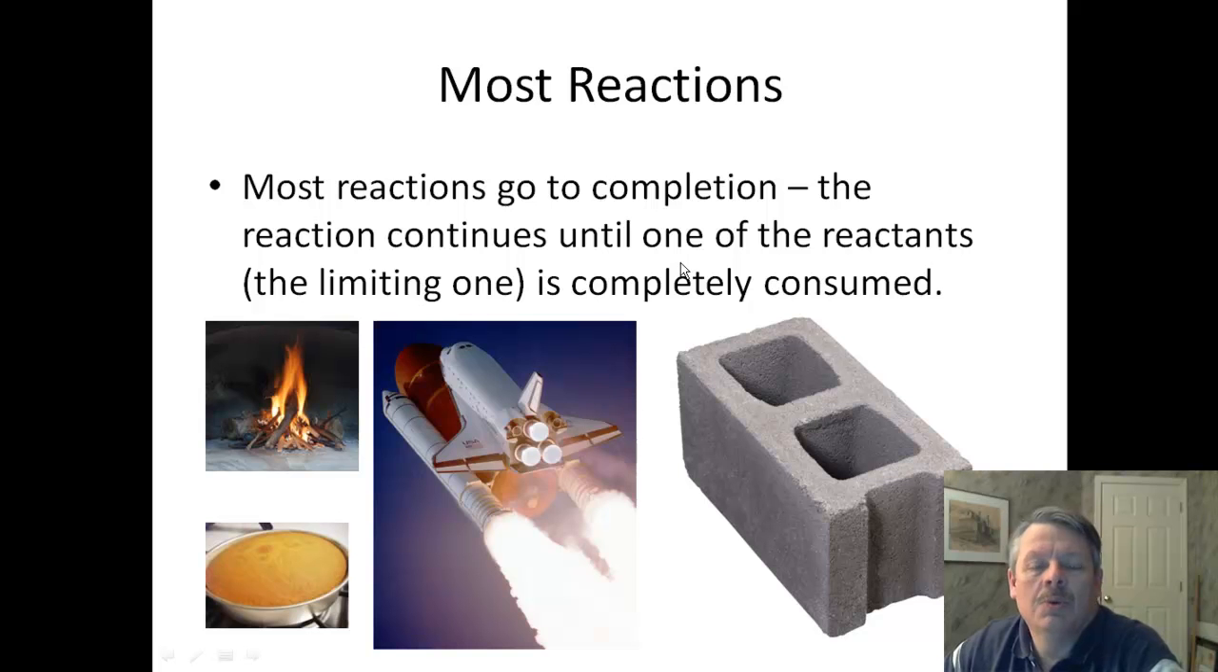Most reactions, when we think of them, go to completion, or pretty close to completion. The reaction continues until one of the reactants, the limiting one, is completely consumed. And that is the way we think. For example, if we have a fire going, we expect all the wood to burn, and we expect there to be no wood left. That's our limiting reactant. We didn't run out of oxygen, but we did run out of wood. When we bake a cake, we don't expect the middle of it to still be liquid. We expect the entire thing to have gone through the chemical reaction and to have converted into a nice cake that's still moist, but that is dry and not liquid.